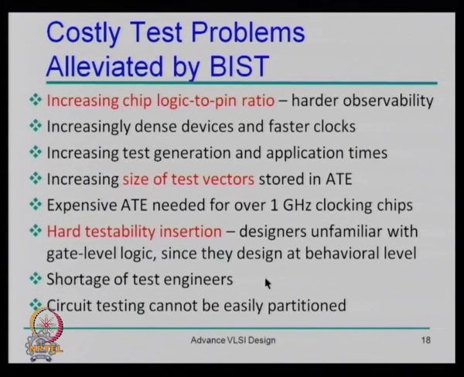Of course, industry faces a shortage of test engineers, so that is why we also need a built-in self-test mechanism. Another thing is that from the design point of view, it is easy to partition the circuit and do design in parallel, but it is extremely difficult to partition the circuit from the test point of view. So these are some of the problems which are alleviated by built-in self-test.